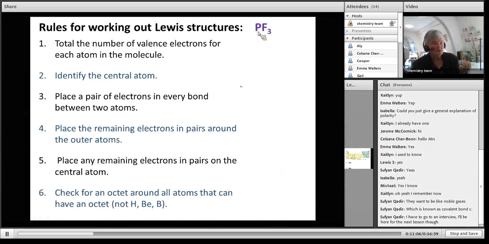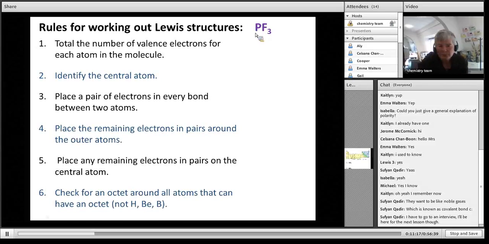You first say I'm doing PF3. You count the total number of valence electrons. So phosphorus, do you have a periodic table handy sort of close by? Then you can answer this question, because if you think of phosphorus, how many valence electrons does phosphorus have? Or if I say phosphorus is in group 15, would you be able to tell me how many valence electrons it has?